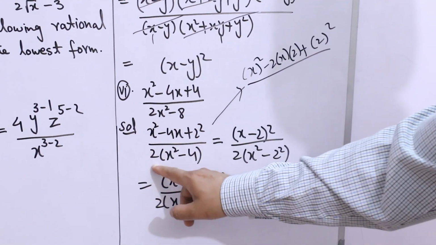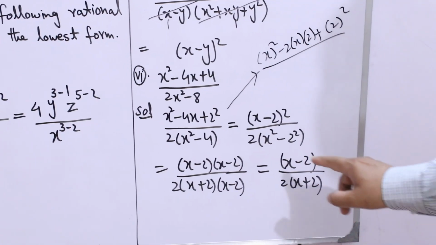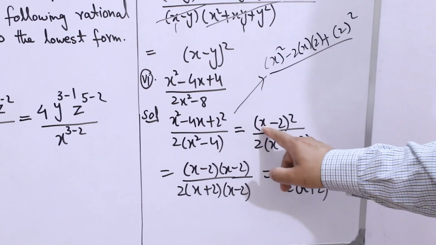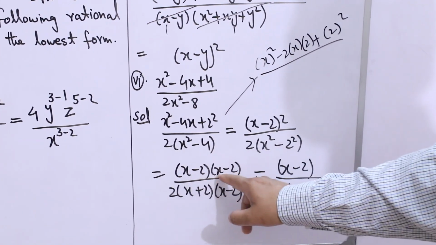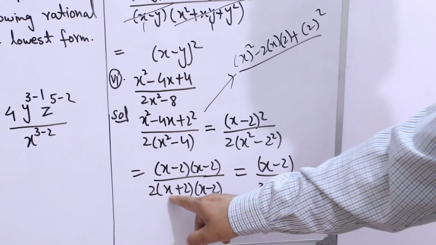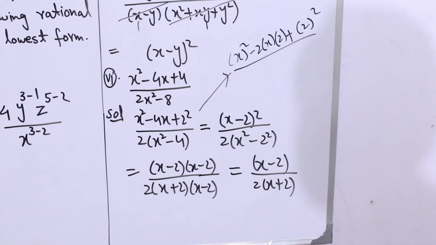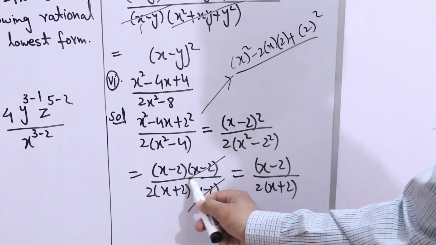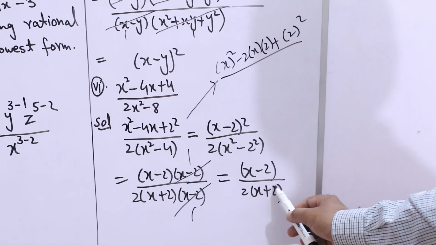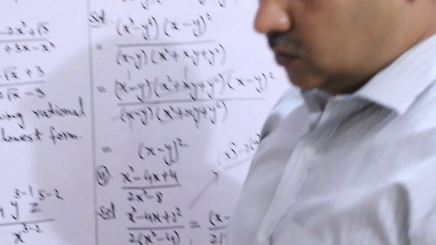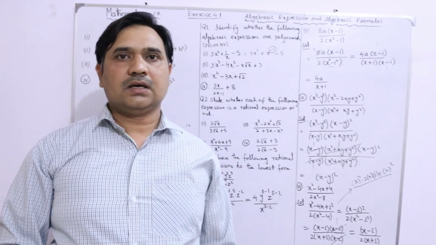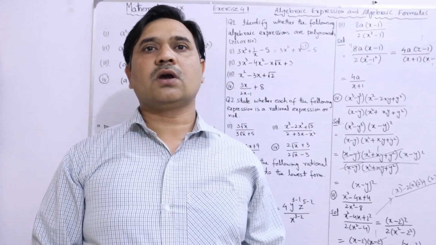Taking 2 as common, x square minus 4. So 4 can be written as 2 square, a square minus b square. So x minus 2 whole square can be written as x minus 2 times x minus 2, just separating. x square minus 2 square is x plus 2 times x minus 2. So we can cancel this with this. So we are left with x minus 2 over 2 into x plus 2. So this is question number 3, how we can solve the questions using formulas.